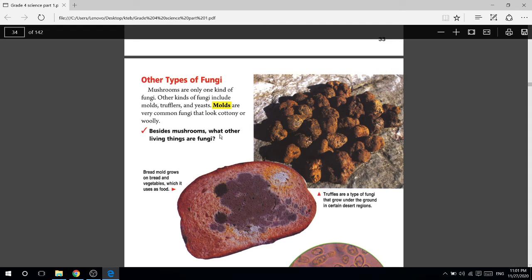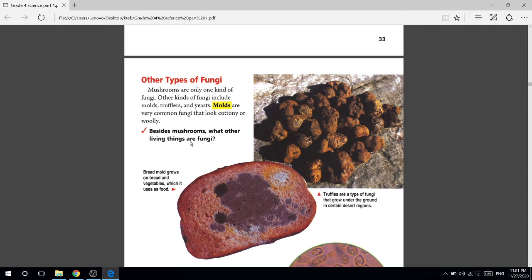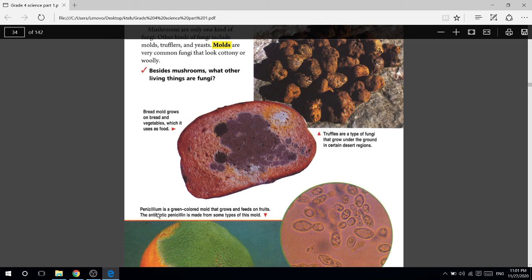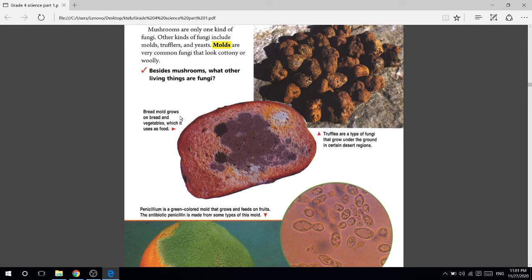Beside a mushroom, what other living things are fungi? As I told you, we have other living fungi. What is that? Okay, you should answer the question: molds, truffles, and yeasts. Okay, molds, truffles, and yeasts, and we have another called penicillium, for example, and yeasts, and bread mold grows on the bread. I told you.